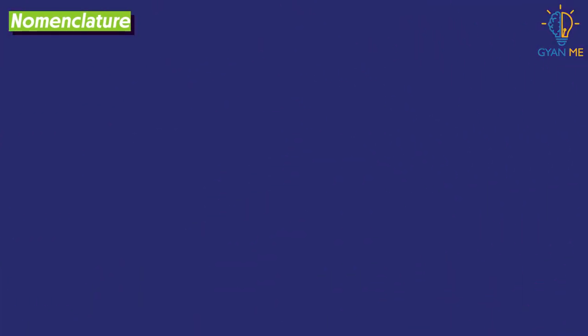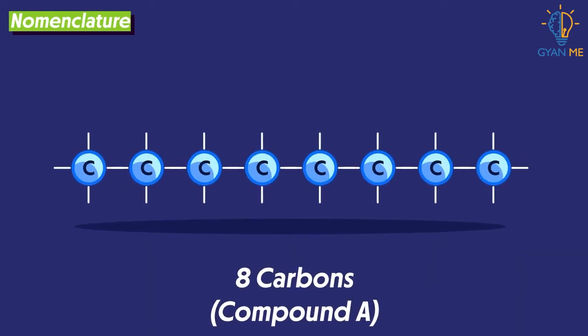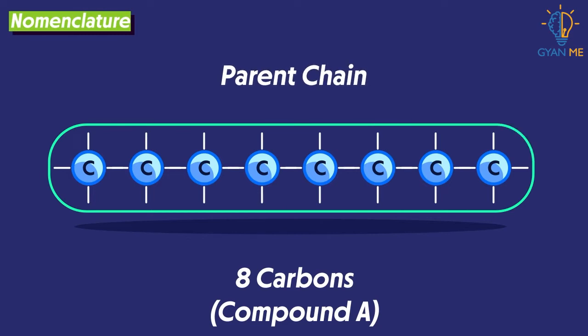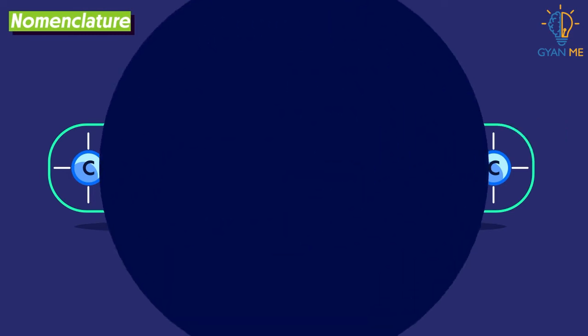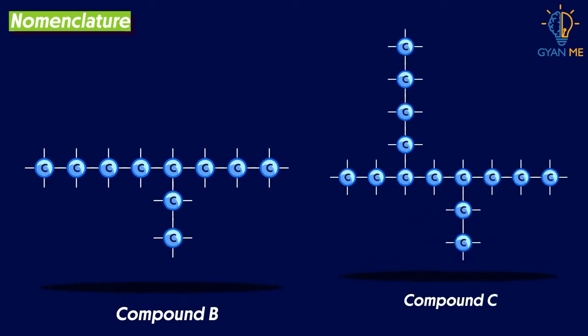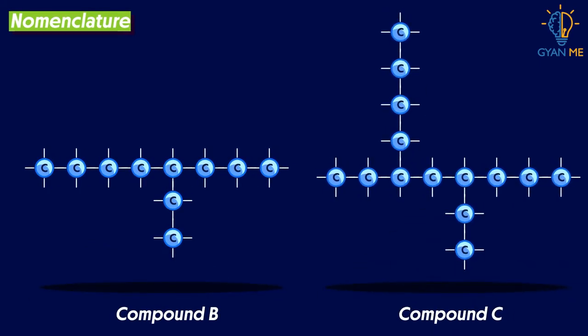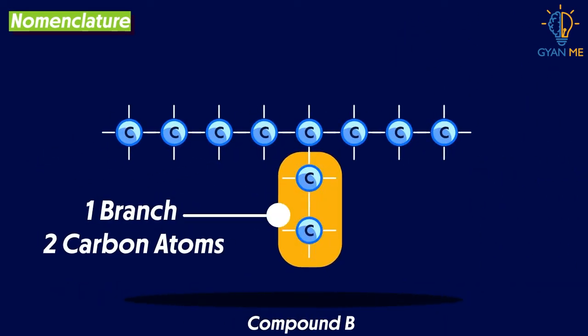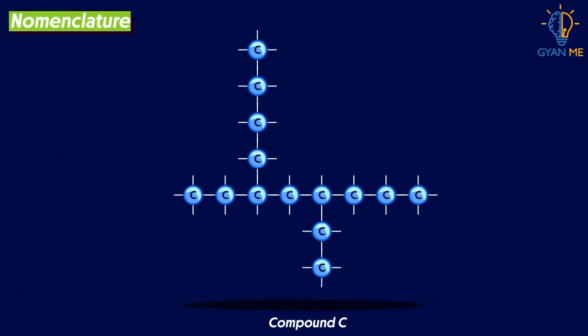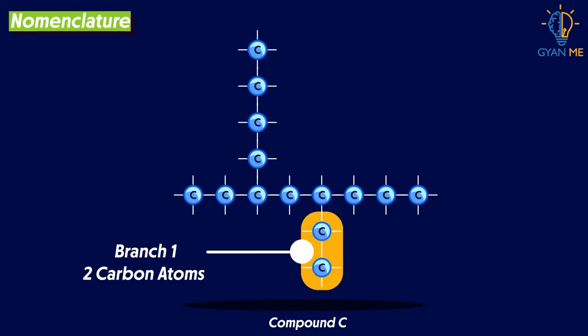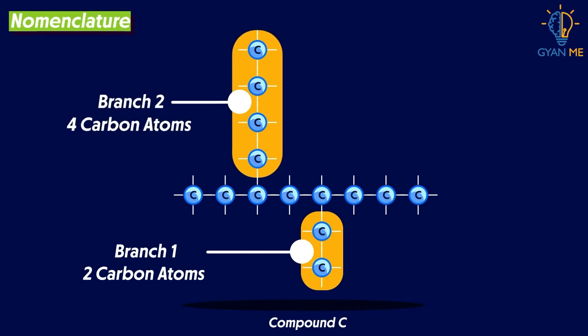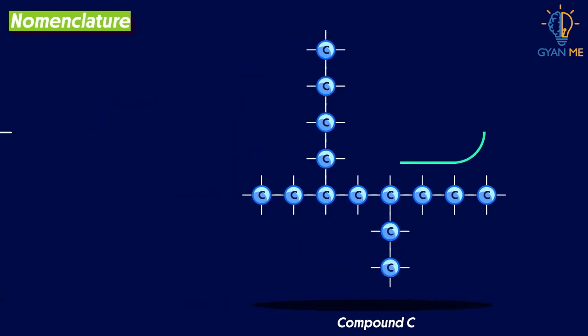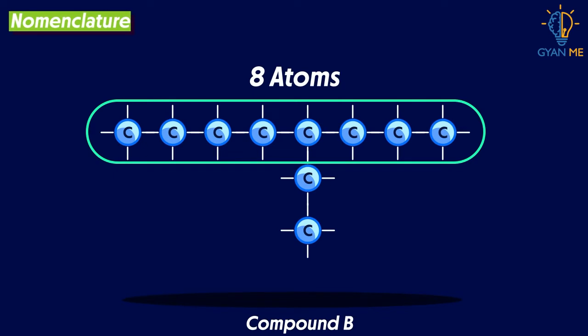Let us understand this. Say we have an 8 carbon long straight chain like this. Now this will be our parent chain here. It's simple. But what if this chain has a branch that looks like this or branches that look like this? You can see here that in the first one, the compound has one branch of 2 carbon atoms, while the second compound has 2 branches on its straight chain, one with 2 carbon atoms and the other with 4 carbon atoms. Now here, this chain has 8 atoms, the straight one.